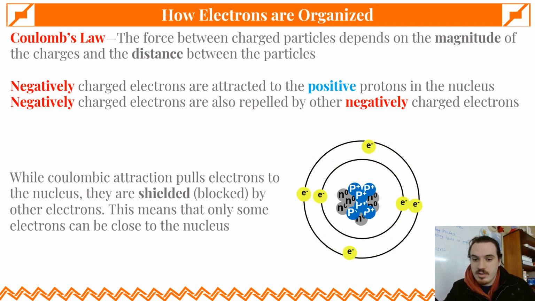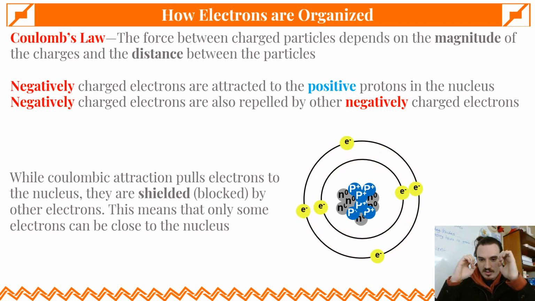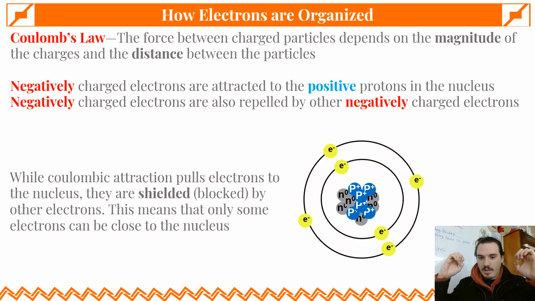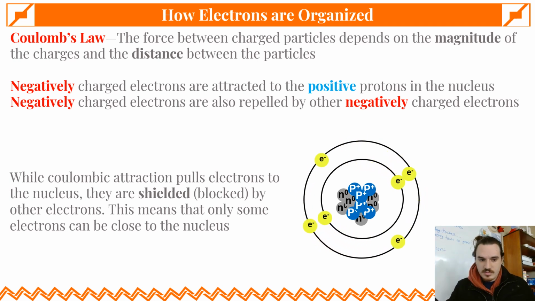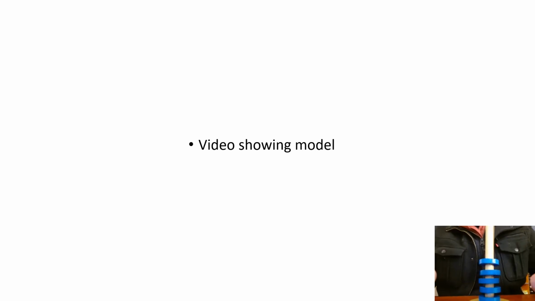Same thing here with electrons. So when electrons in the outer parts of the atom are being attracted to the inside, they're also being repelled by electrons on the inner layers. So only some of the electrons can actually be close to the nucleus. To represent this a little more clearly, I got these magnets, which can attract or repel each other the same way that charged particles can.